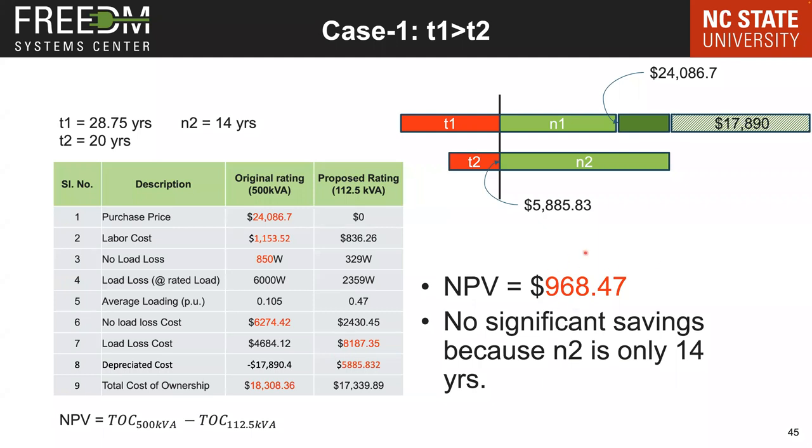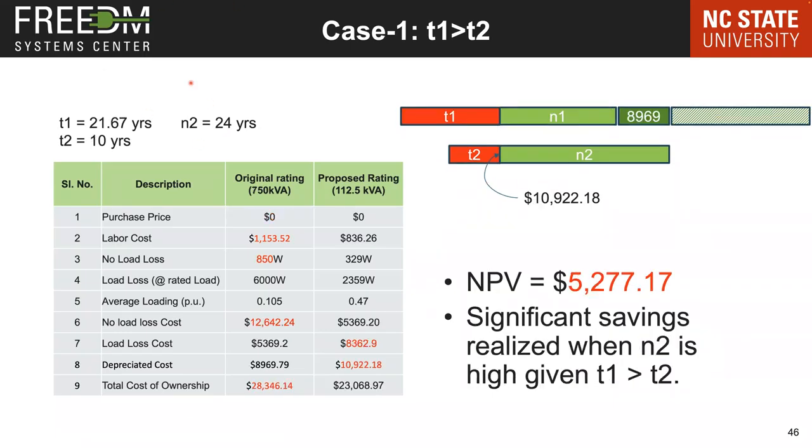Now you can see it is a positive value, but this is bare minimum because it's close to the labor cost that is involved in installing this 112.5 kVA. So basically, there is absolutely no saving in replacing the transformer other than just releasing this 500 kVA for some other use. This no significant saving is realized because there's only 14 years of analysis left in this new transformer that you decide to replace with.